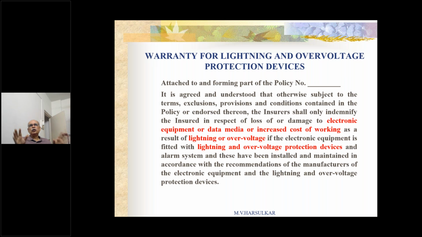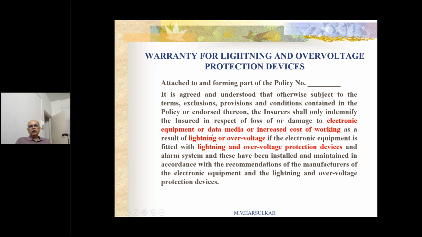Those people do not know whether that building is having a lightning arrestor or not. So this condition says that both should be there: lightning arrestor and over voltage protection device. The over voltage protection device is there because the manufacturer insists on certain things, like a UPS of certain capacity or any other voltage protection. But lightning arrestor, doubtful. They are also not aware. So what this endorsement says is that both should be available.